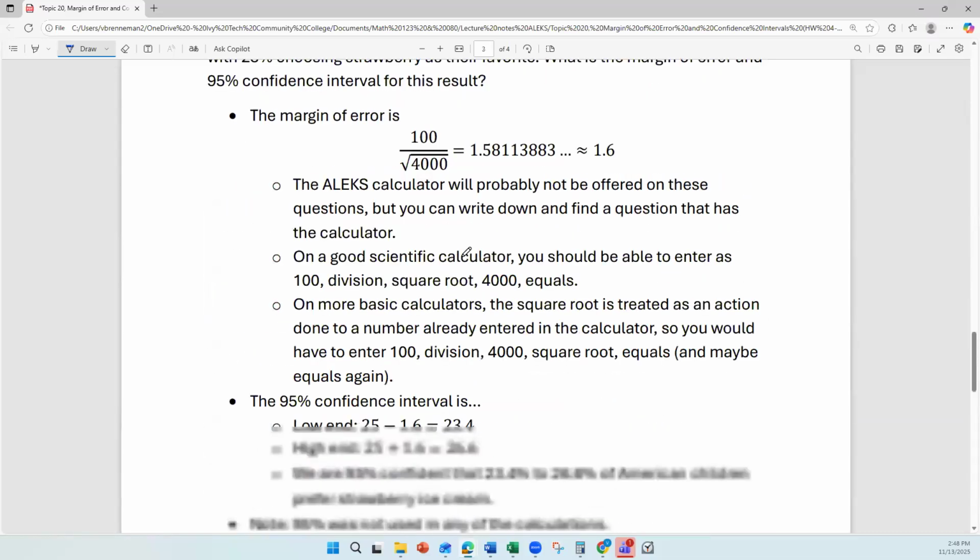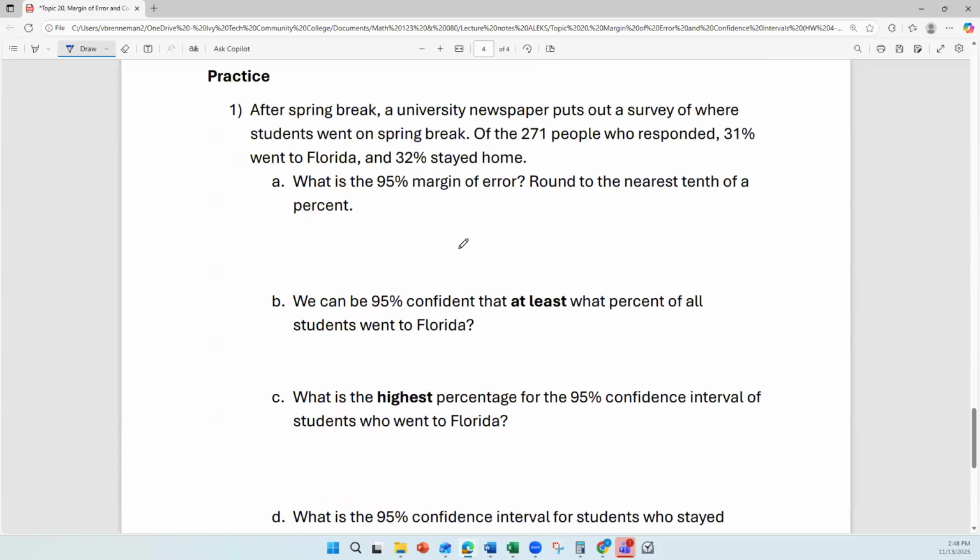So let's take a look at a practice question. There's more examples and stuff. Read that on your own time. But we have this example. After spring break, a university newspaper puts out a survey of where students went on spring break. 271 people responded. 31% went to Florida. 32% stayed home. So what is the 95% margin of error? Again, I am not doing any calculation with 95%. The 95% is quantifying how confident I'm going to be.